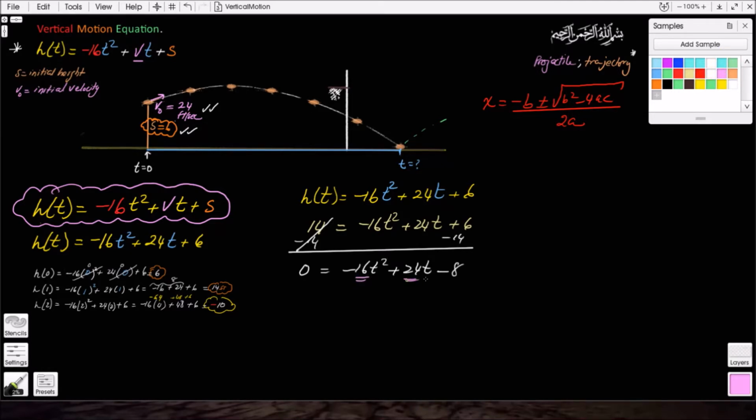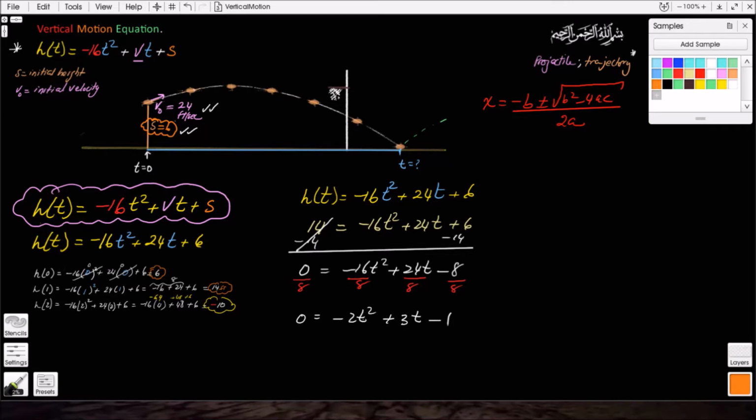All of these numbers are divisible by 2. Heck, they're all divisible by 4. Heck, they're all divisible by 8. So you can simplify this equation by dividing the whole thing by 8. If you divide every single term by 8, you get 0 divided by 8 is 0, and this becomes negative 2t squared plus 3t minus 1.